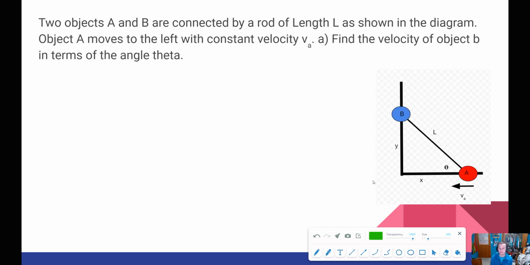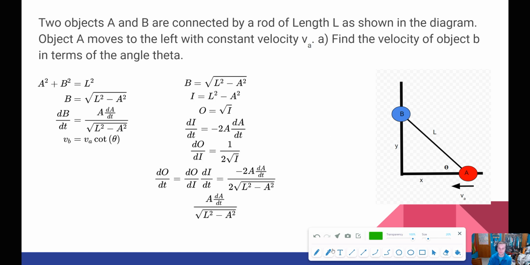So next question. Two objects, A and B, are connected by a rod of length L, as shown in the diagram. Object A moves to the left with a constant velocity v sub A. Find the velocity of object B in terms of the angle theta. So if you want to try this on your own, go ahead. Otherwise, if you're enjoying the show, we'll keep going.